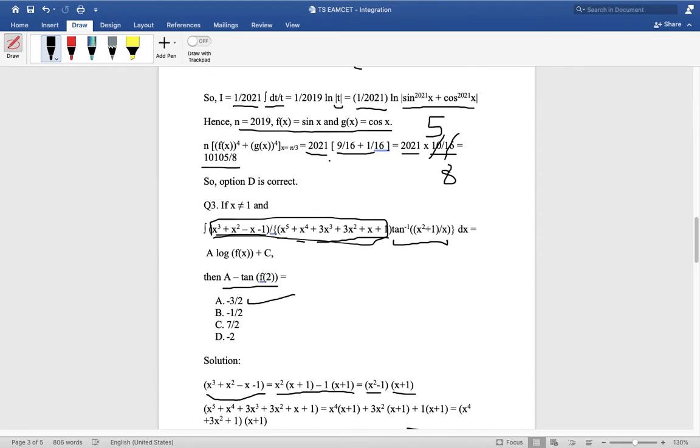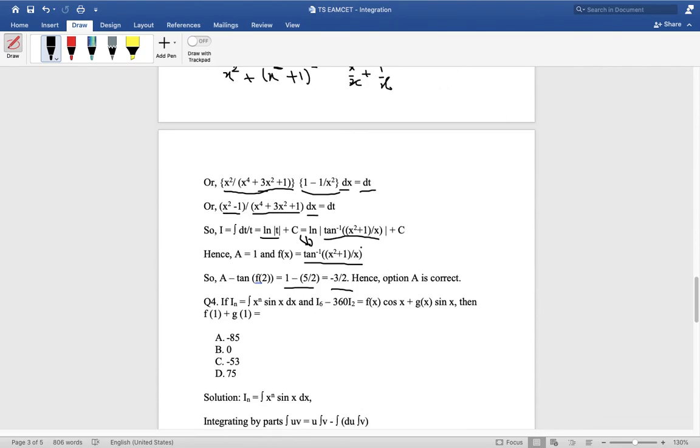So this was a kind of a lucky break. I just assumed tangent inverse of this whole thing as t and everything just worked out. I had to factorize this and factorize this. x plus 1 was cancelled. We got lucky and the problem is solved.